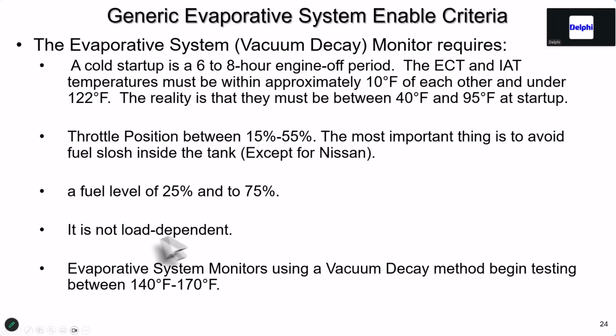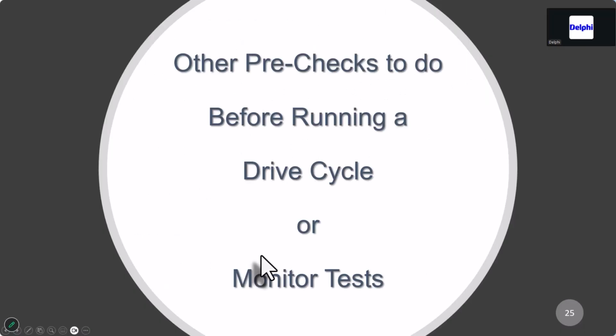And the other thing on evap, it's not load dependent, which means if you want to run an evap monitor hanging on the hoist, or you want to run it on a dyno with no load, it's okay. It doesn't need load, it needs speed. And the last one, they usually kick in somewhere between 140 and 170 degrees for them to begin their evap testing. Okay, so this is what I call my generic criteria.